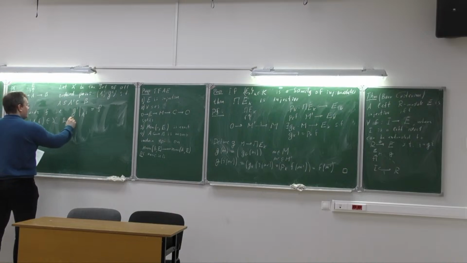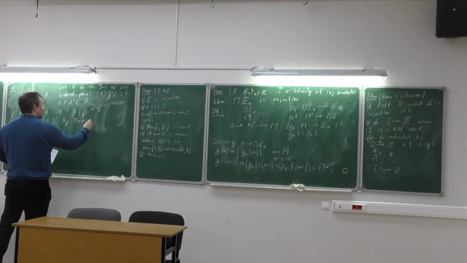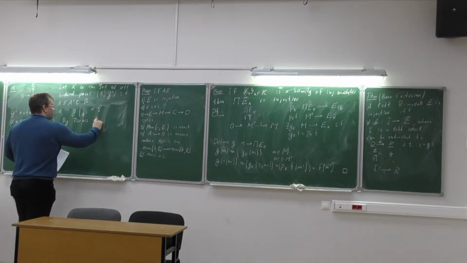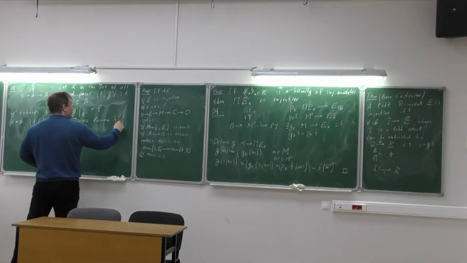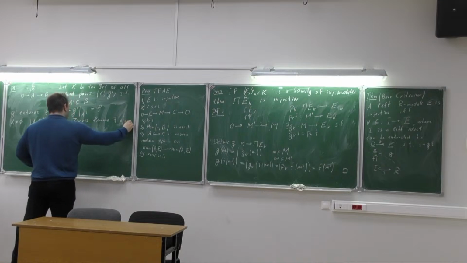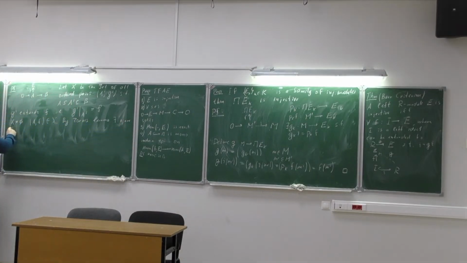So we can say that by Zorn's lemma, we can find the maximal element. So there is a maximal element. Let's call this A0, G0.